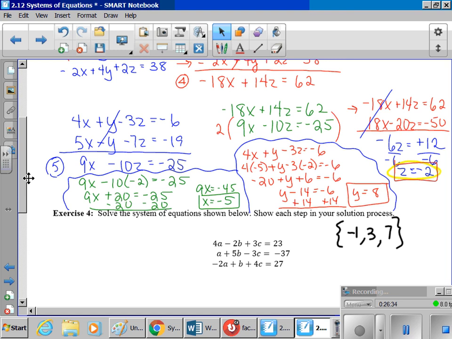All right, looking at A, B, and C, which one would you get rid of first? I don't know. I think I'd probably go for the A's, but like I said, it doesn't matter. So give it a try. I'll put up my solution. When you're done, you can check it, and we will be done.